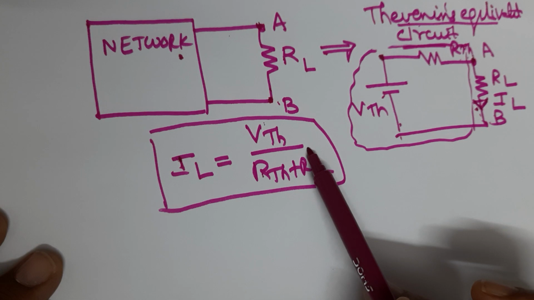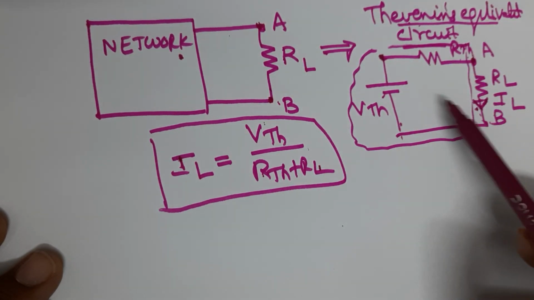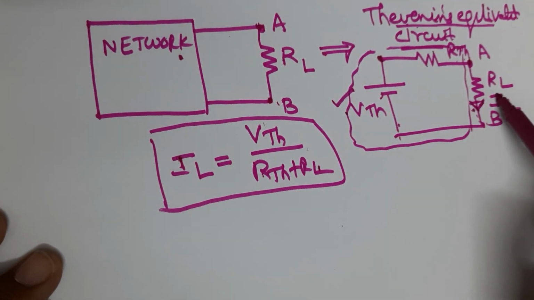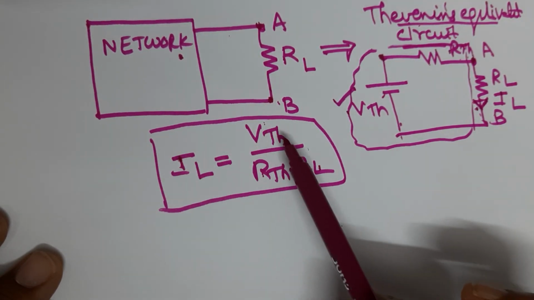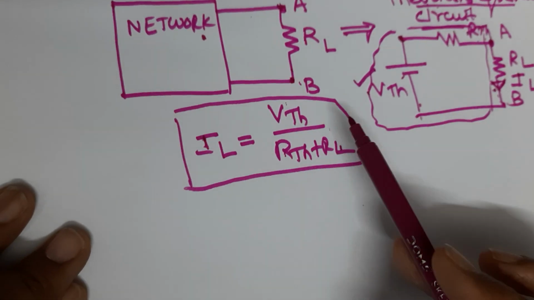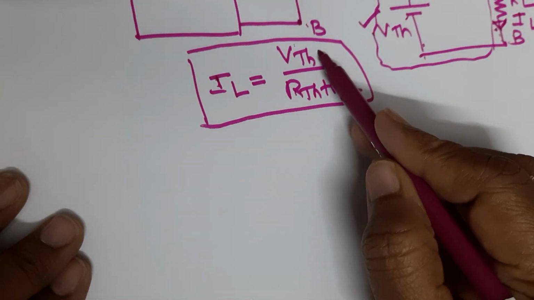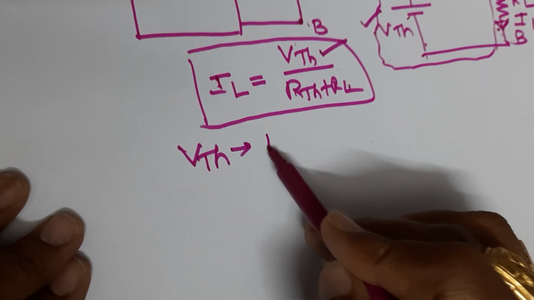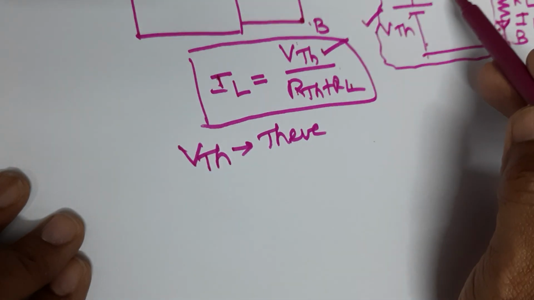Why are we using this formula? Because this circuit is nothing but a series circuit consisting of a voltage source VTH and two resistances, RTH and RL. Therefore, IL equals V by R, according to Ohm's law. Now, further we can explain how to obtain this Thevenin's voltage. VTH is known as Thevenin's voltage. Once we replace this circuit with this circuit, it is easy.